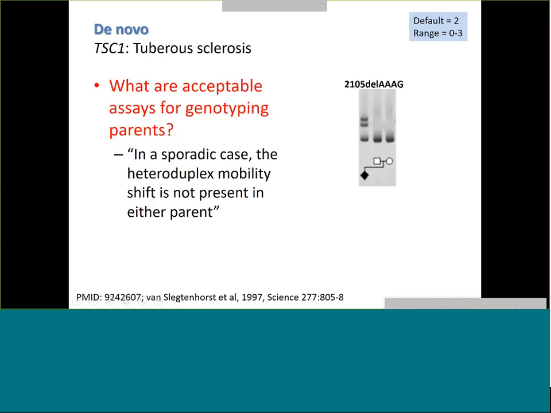And I guess sometimes we see SSCP shift, heteroduplex, other RFLP analysis, other things that you might use to look for a particular variant in a patient that aren't Sanger sequencing, but it still shows that the variant is either present or absent. So any thoughts on that?